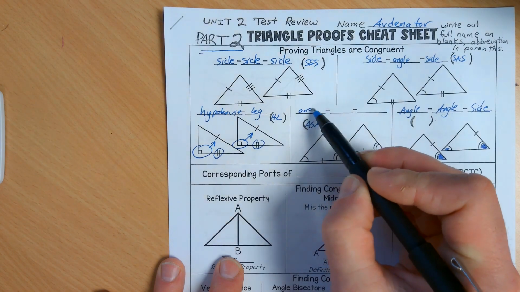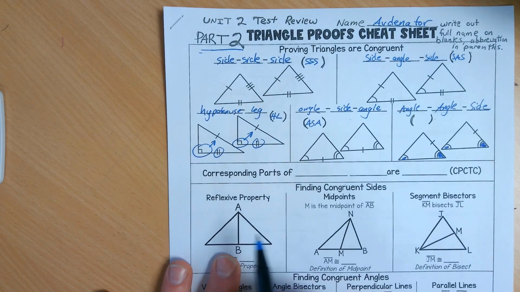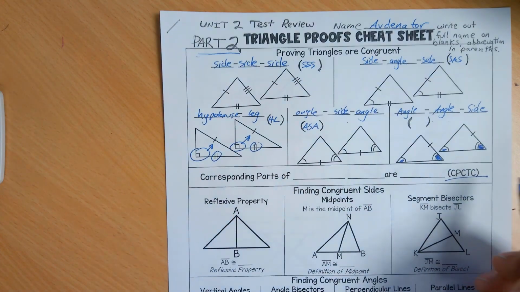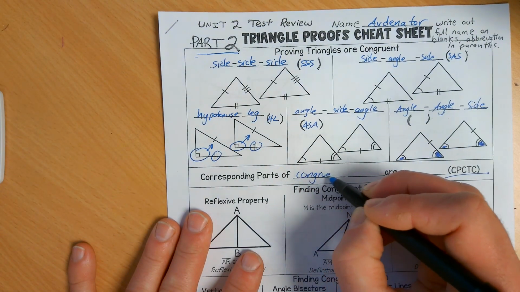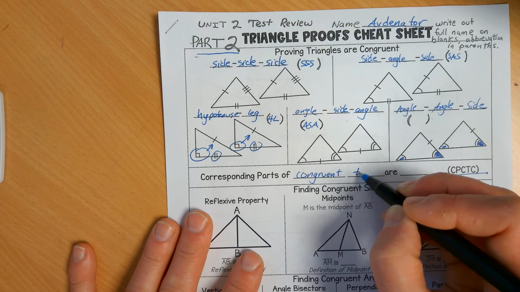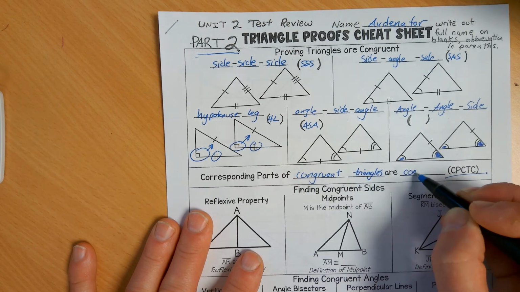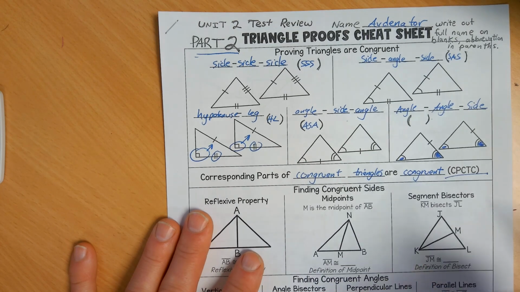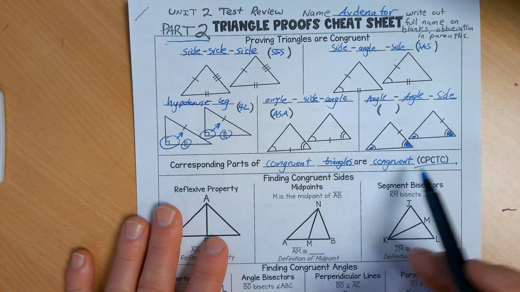I forgot these. Don't forget CPCTC. Corresponding parts of congruent triangles are congruent. Which, obviously, yes, but still this is a justification.